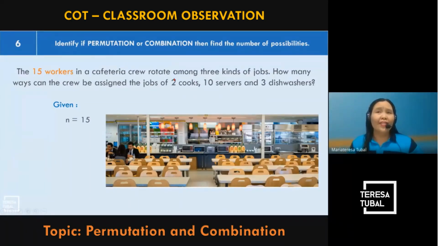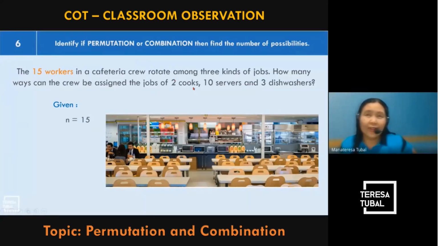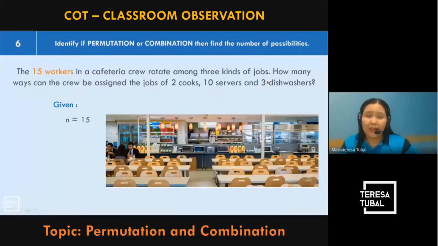Other answer. Okay, let us go back to the problem. Be assigned the jobs of 2 cooks, 10 servers, and 3 dishwashers. Yes, Lazaro? C equals 2 po. Again, sorry, hindi ko narinig. Yung 2 cooks po, C equals 2. Very good. S equals 10. D equals 3. Okay, so nirepresent ni Lazaro yung first letter, cooks, that is C, that is equal to 2. Server, S, that is equal to 10. And the dishwasher, that is equal to 3.